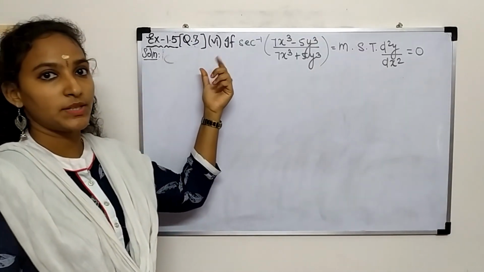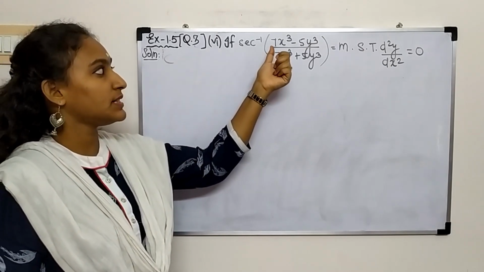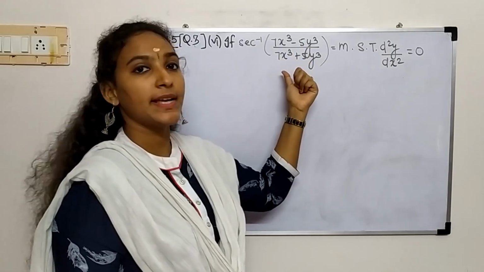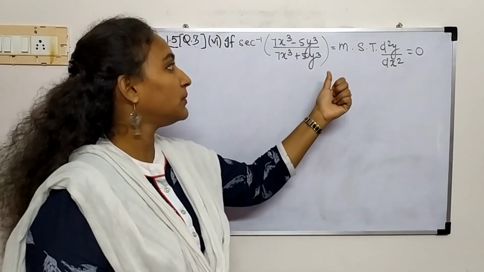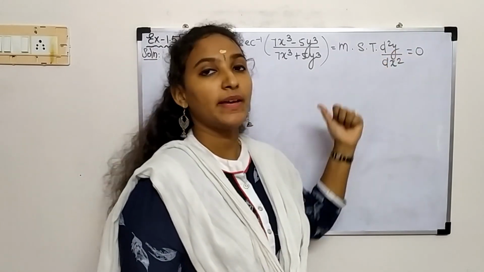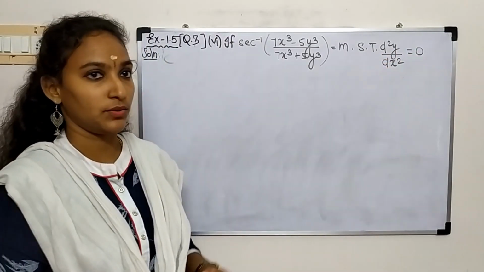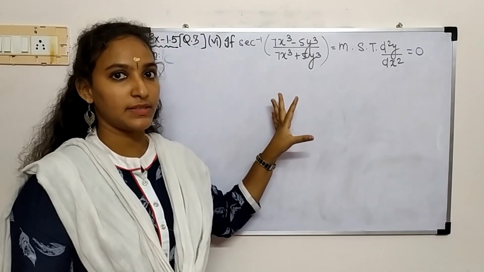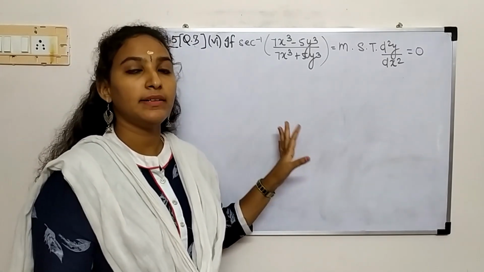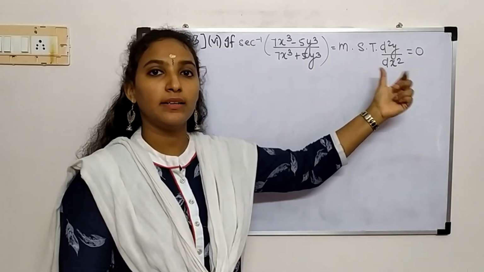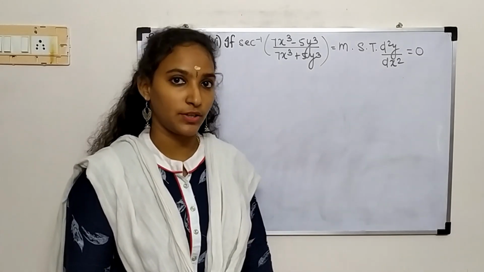Okay, now see your sixth question. If sec inverse of 7x cube minus 5y cube upon 7x cube plus 5y cube is equal to m, show that d square y upon dx square is equal to 0. Okay. We have solved some sums of this type in the previous videos. Using the same method, we are going to solve this question and show that d square y upon dx square is equal to 0.